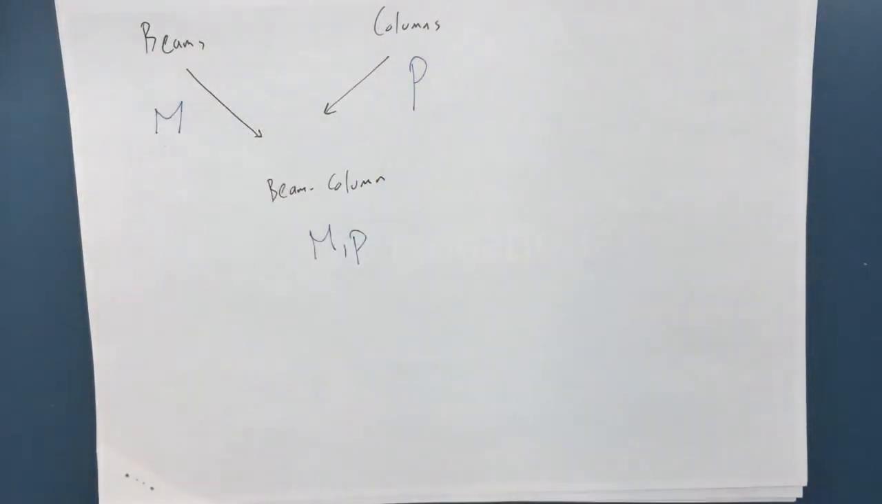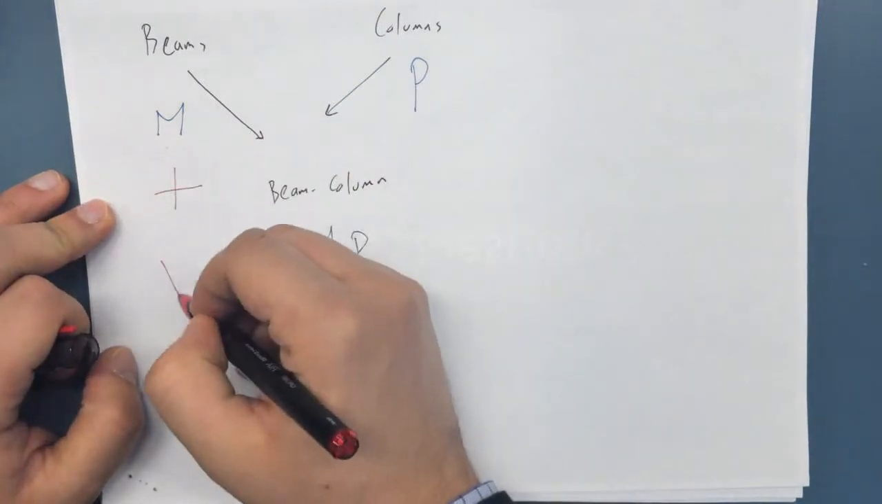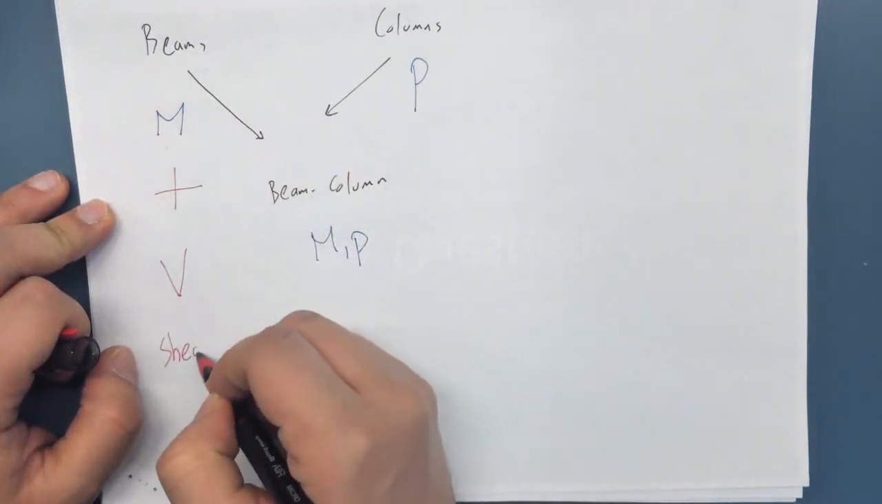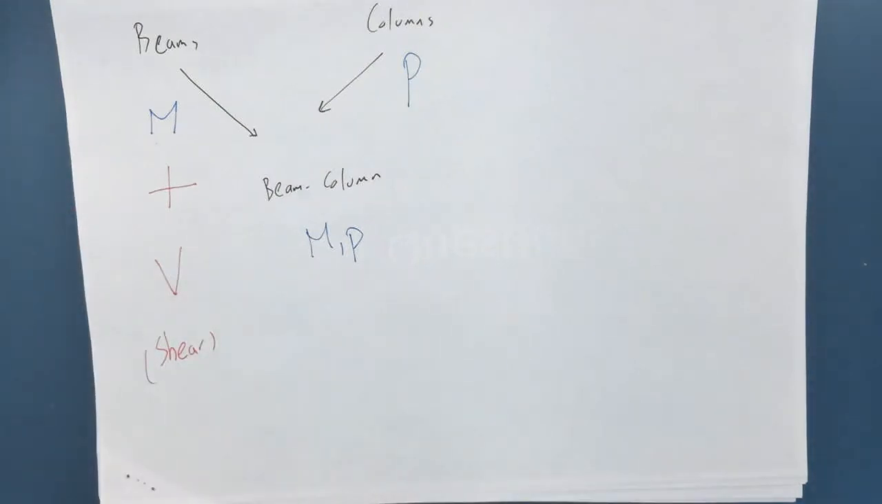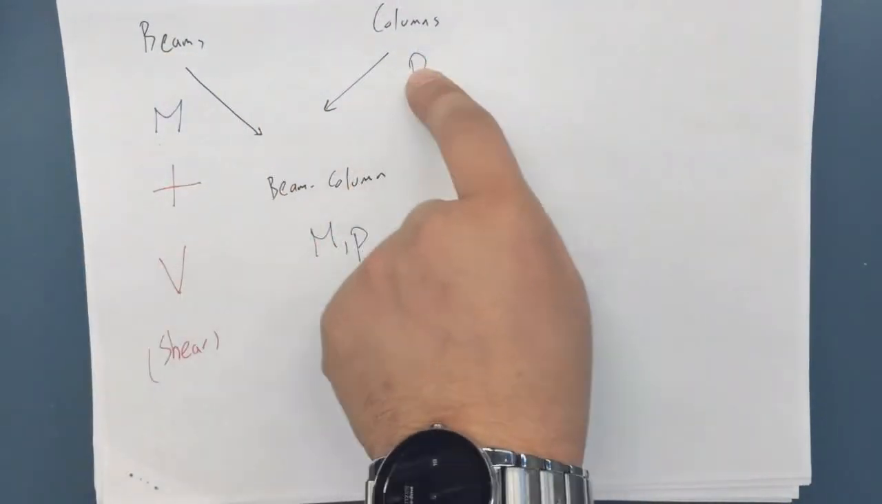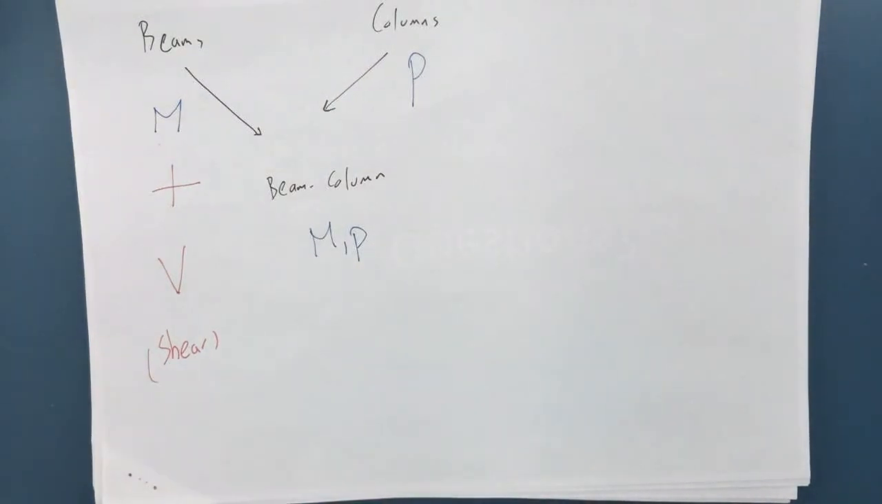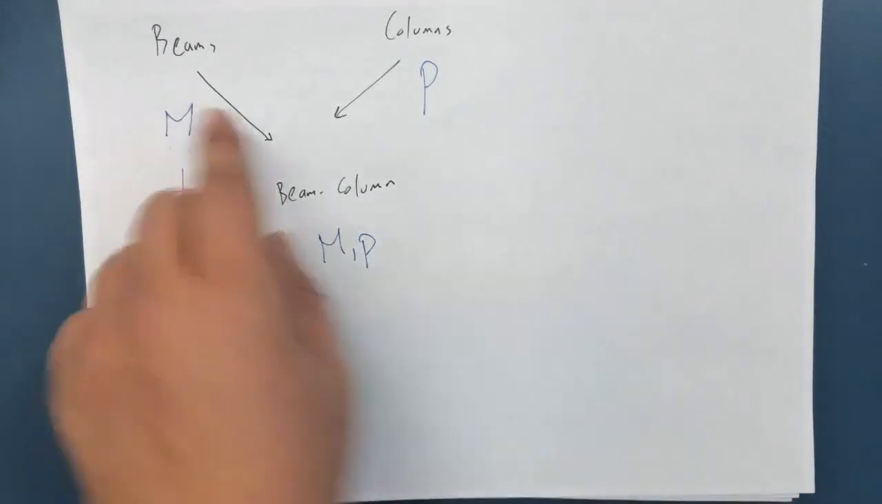Also, beams have something else that occurs on them that is called shear, and we refer to it as the letter V. So we're going to learn to design four things: beams, bending; columns, axial loads; beam columns, bending and axial loads together; and shear. To start, this is what we need to know to design.